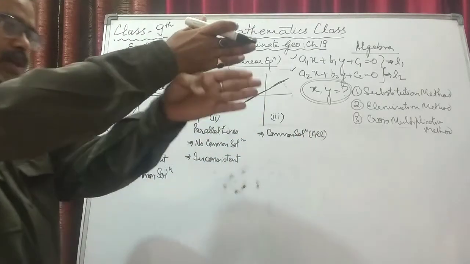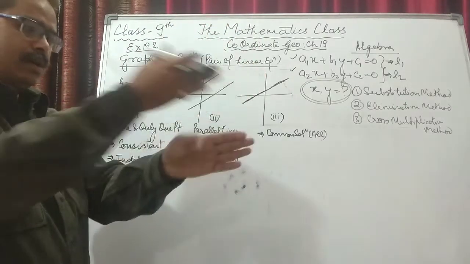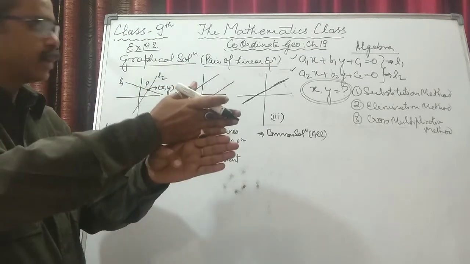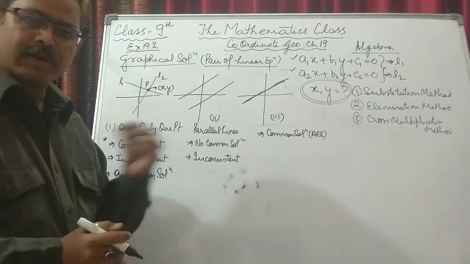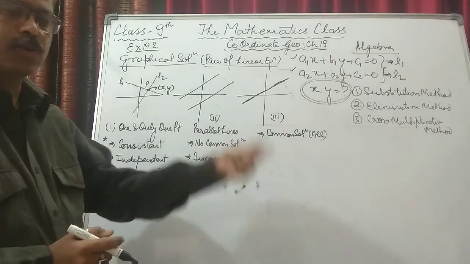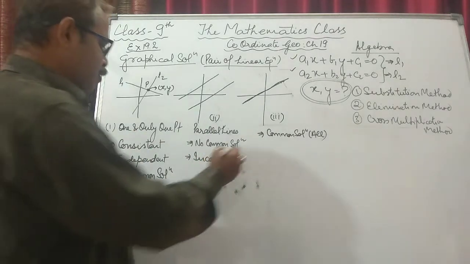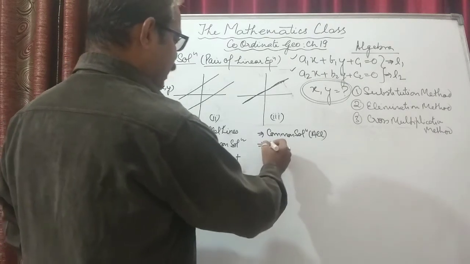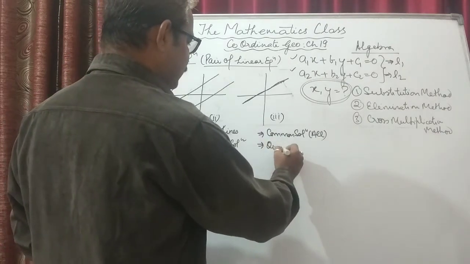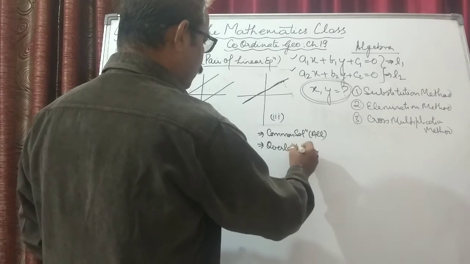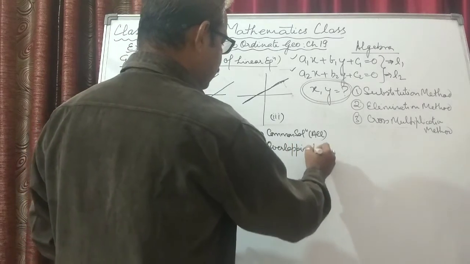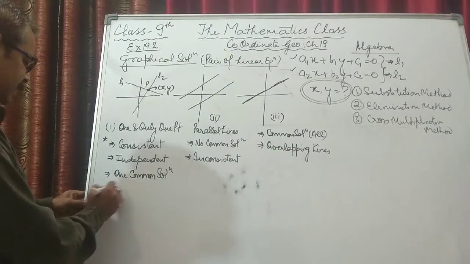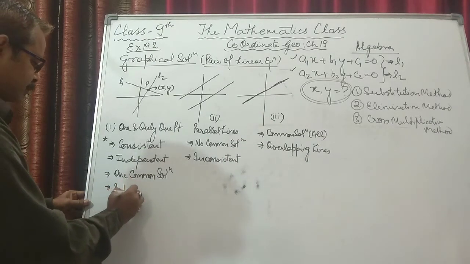This means that when two lines overlap each other like this, one line is this and the second line is this, and these lines are overlapping each other, all the points on one line satisfy the other line. Then we say the solution is a common solution, and we say overlapping lines. Lines overlap each other. And here we say intersecting lines.